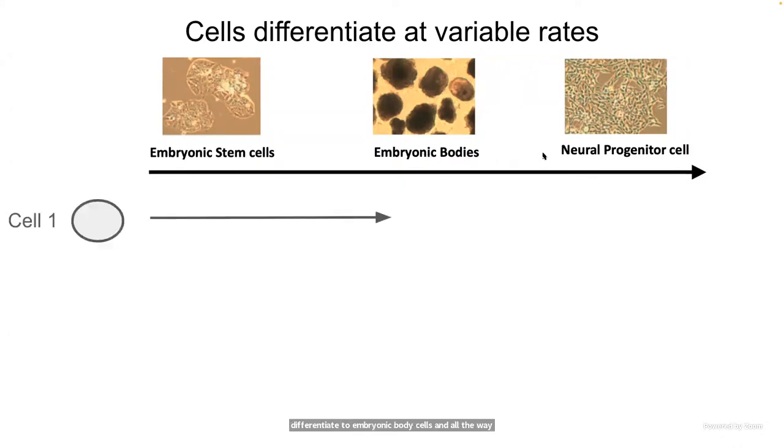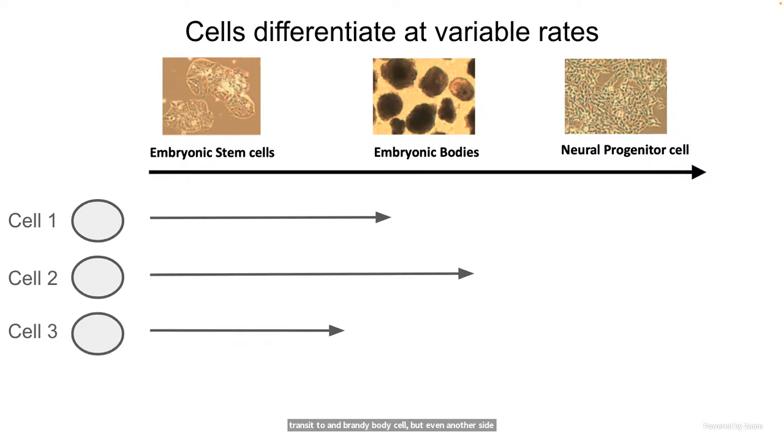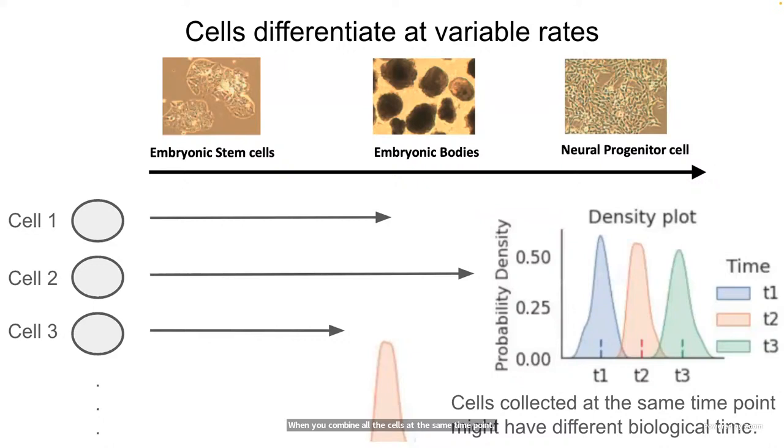And imagine for a cell, maybe at day 7, you have growth and transit to embryonic body cell, but even another cell at the same time point may grow slightly faster than this cell, and another cell maybe grows slightly slower than this cell. When you combine all the cells at the same time point, look at their pseudotime, you might see a unimodal distribution. And when you have a time series single cell data set, you might have a multimodal pseudotime distribution.